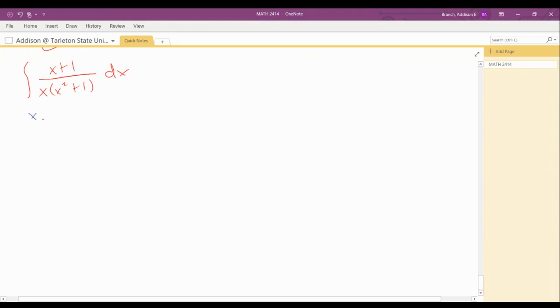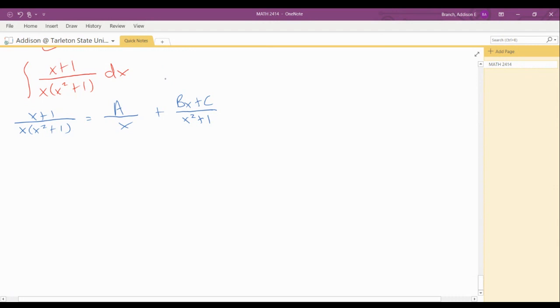So if we have our (x plus 1) over x times (x squared plus 1), we still have our x, and we still have a 1 with an x squared plus 1. The difference here is that we're still going to keep an A over x. On our x squared plus 1, though, we will instead be using Bx plus C.